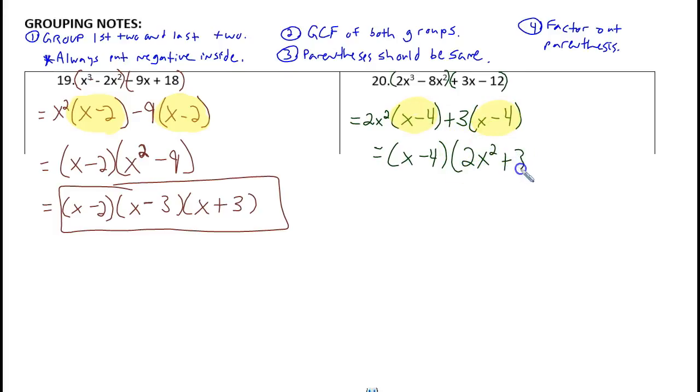All right, now we want to ask ourselves, can I factor the 2x squared plus 3 further? Well, there's 2 terms, but it's not a difference of 2 squares. And when you have 2 terms that are not a difference of 2 squares, you cannot factor them further. So this is actually our factored form. This is as far as we can go, as far as we can factor. X minus 4, 2x squared plus 3.